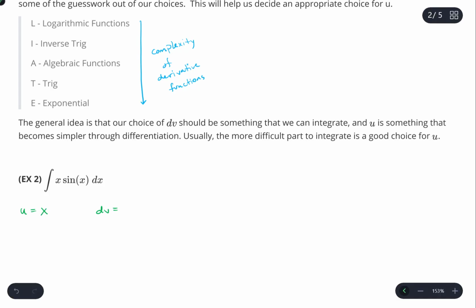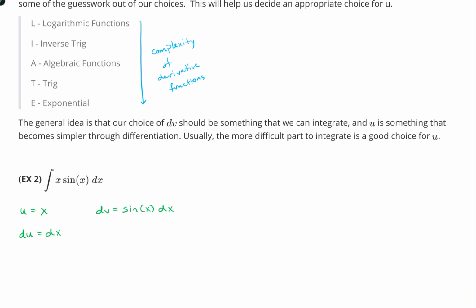So I should be picking the algebraic function for my u, and then my dv will be what's left over, so sine x dx. All right, now I differentiate u, so that will be du equals dx, and I integrate dv, which will become v equals, and the integral of sine is going to be negative cosine.